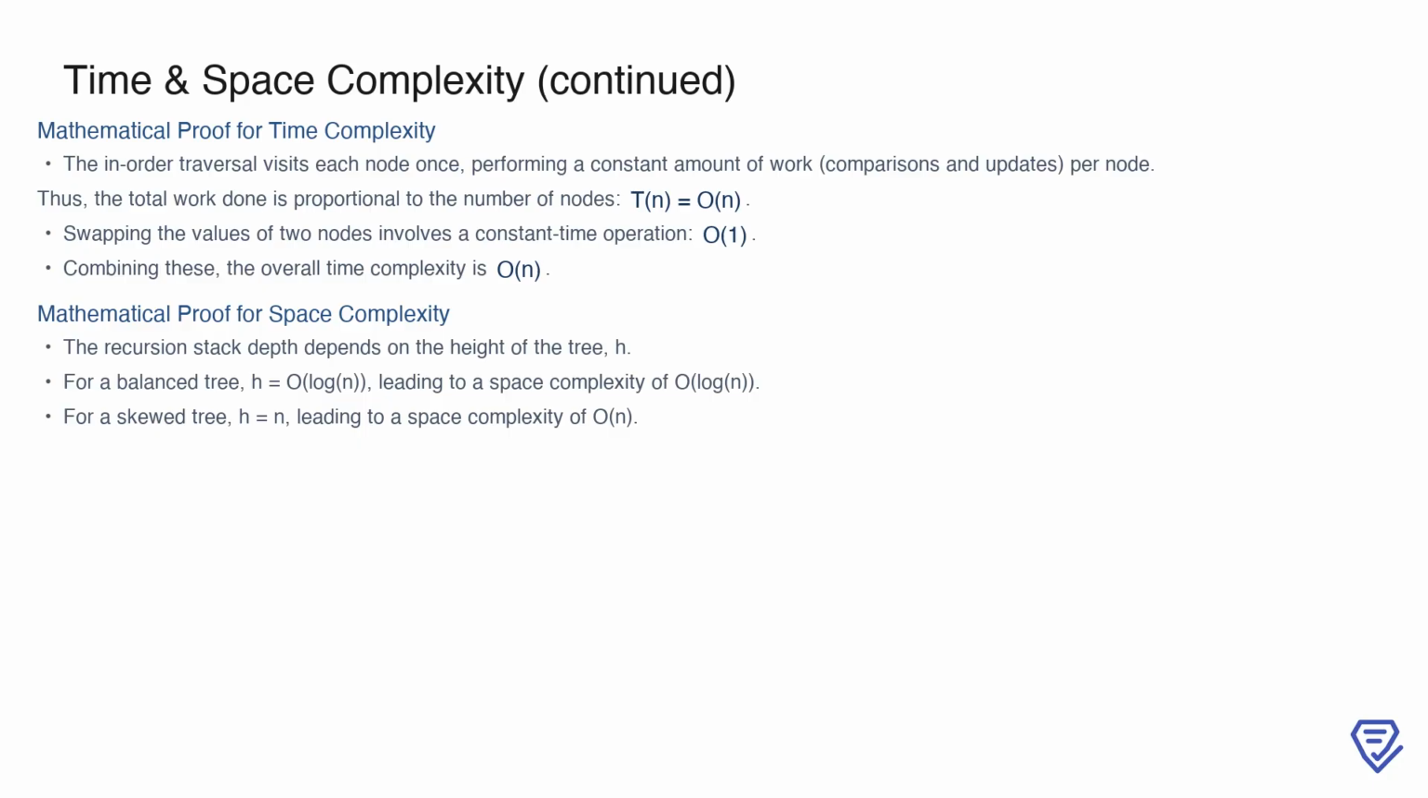For the space complexity, the depth of the recursion stack is determined by the tree's height, h. In a balanced tree, the height is O(log n), leading to a space complexity of O(log n). In a skewed tree, the height is n, which results in a space complexity of O(n). This breakdown confirms the algorithm's efficiency in both time and space usage.